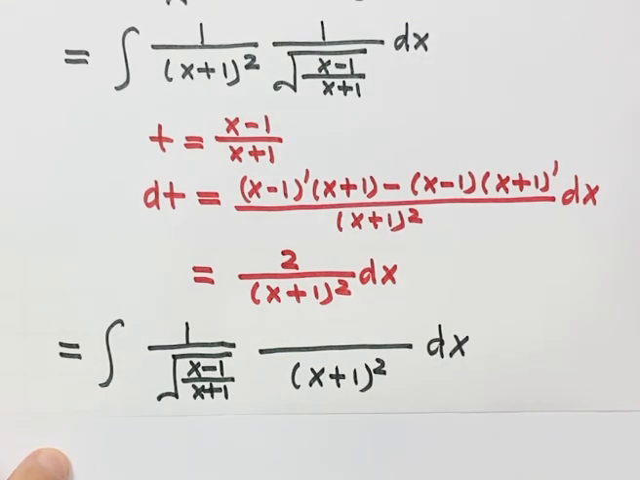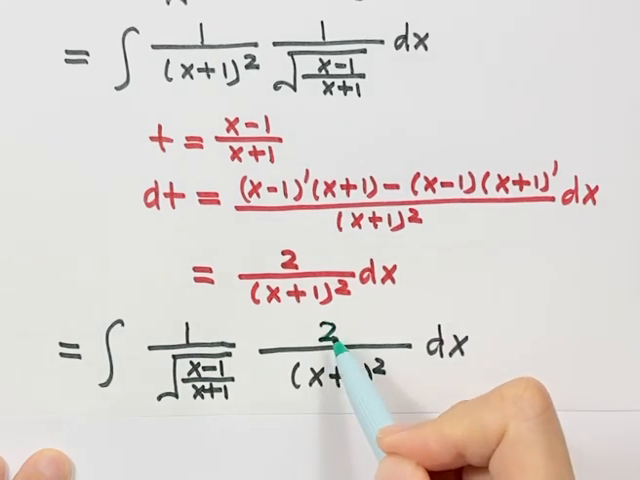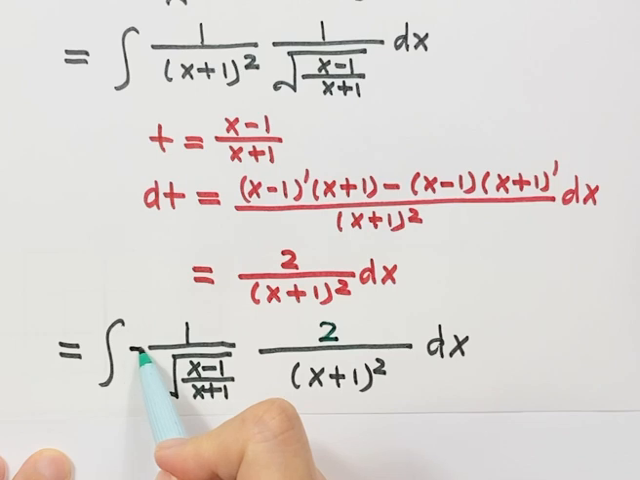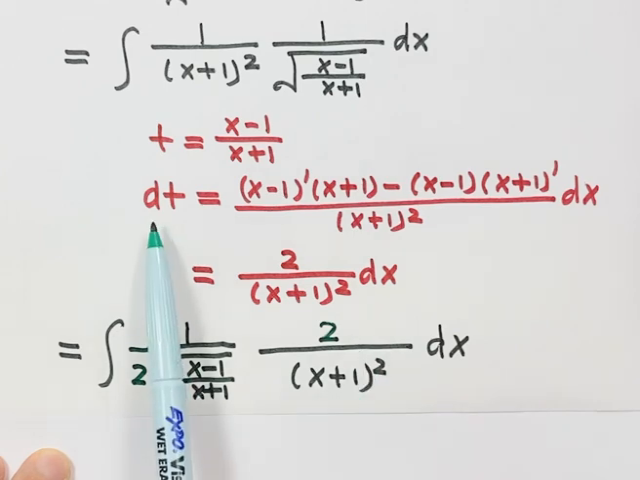Then we need to do something on the top, because here dt equals 2 over (x+1)^2 dx. So we need the 2 on top. So that's why here we're going to put the 2 on top. Then keep a balance. So here we're going to put the 2 on the bottom. Okay, so now you can tell, so this part, just dt.